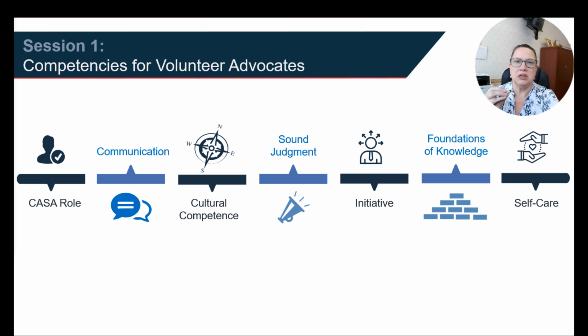Sound judgment. Well, I'm not talking about turning your sound up and down because the radio got loud. I'm talking about being able to make a good decision. What is in that child's best interest? And that comes with something, I'm going to skip over initiative for a second and go to foundations of knowledge. Having a really good foundation of knowledge, like this training, like the continuing education that you need to do every year, helps you make sound decisions because you are better equipped, because you have more information to make a better decision. Now I'll go back to initiative.